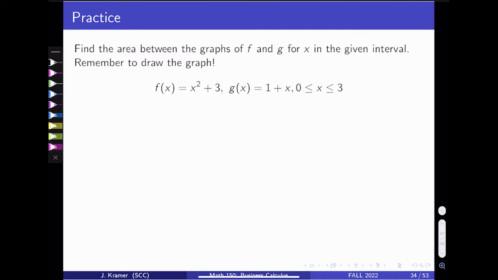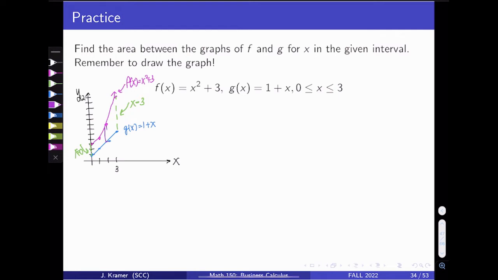We want to find the area between the graphs of f and g for x in the given interval, and be sure to draw the graph. So in this, we'll have that f of x is x squared plus 3, g of x is 1 plus x, and we're on the interval from 0 to 3. So let's take a moment to graph this region. Okay, we have our region where f of x is x squared plus 3, g of x is 1 plus x, and we're looking between x equals 0 and x equals 3, so I've drawn those green vertical lines. If we draw our representative rectangle to make sure that the top of the rectangle touches the top of the function and the bottom of the rectangle touches the bottom of the function, we can see that we'll be setting up our integrand f of x minus g of x.